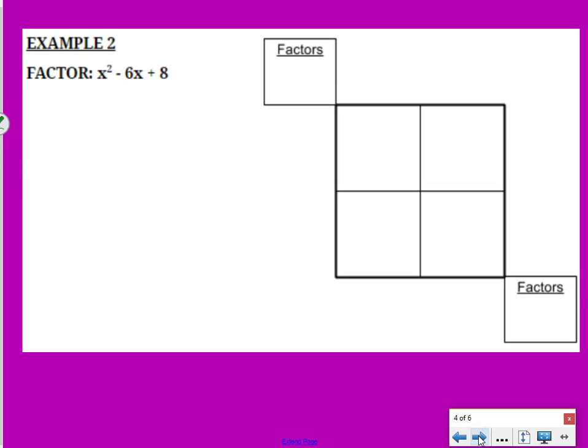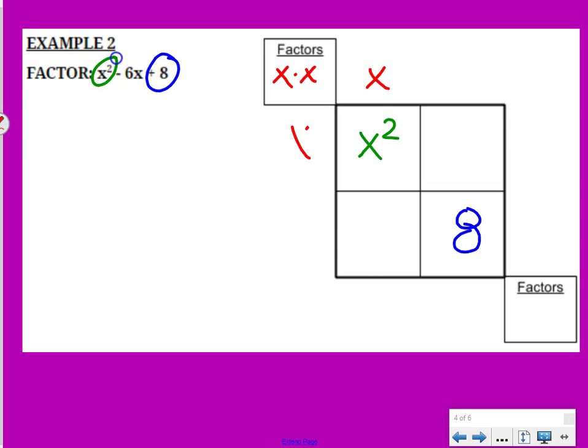Factor x squared minus 6x plus 8. x squared goes in this box. 8 goes in this box. Factors of x squared: x times x. So we put an x here and an x there. Now we need our factors of 8. 1 times 8 and 2 times 4.